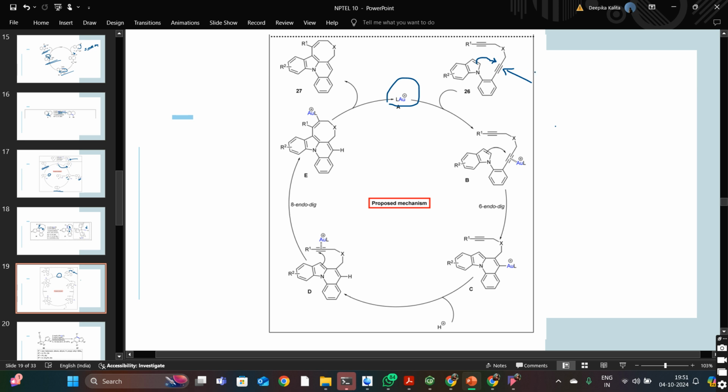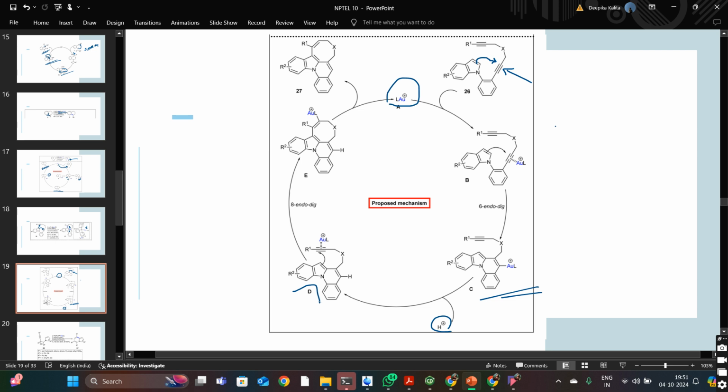Okay, and because of this attack we are going to get a 6-membered ring. So basically compound number 6 we are going to get at first, and compound C is going to undergo deprotonation to give us the aromatization, which is giving us 4 fused cycles now.